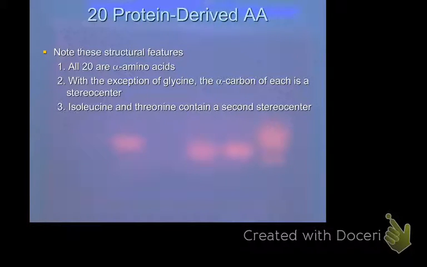Okay, so all 20 are alpha amino acids except for glycine. All of the alpha carbons are stereocenters, so they're all chiral except for glycine. Isoleucine and threonine actually have 2 chiral carbons, so that makes them special. We've already talked about how proline is special because it's fixed, it's rigid.